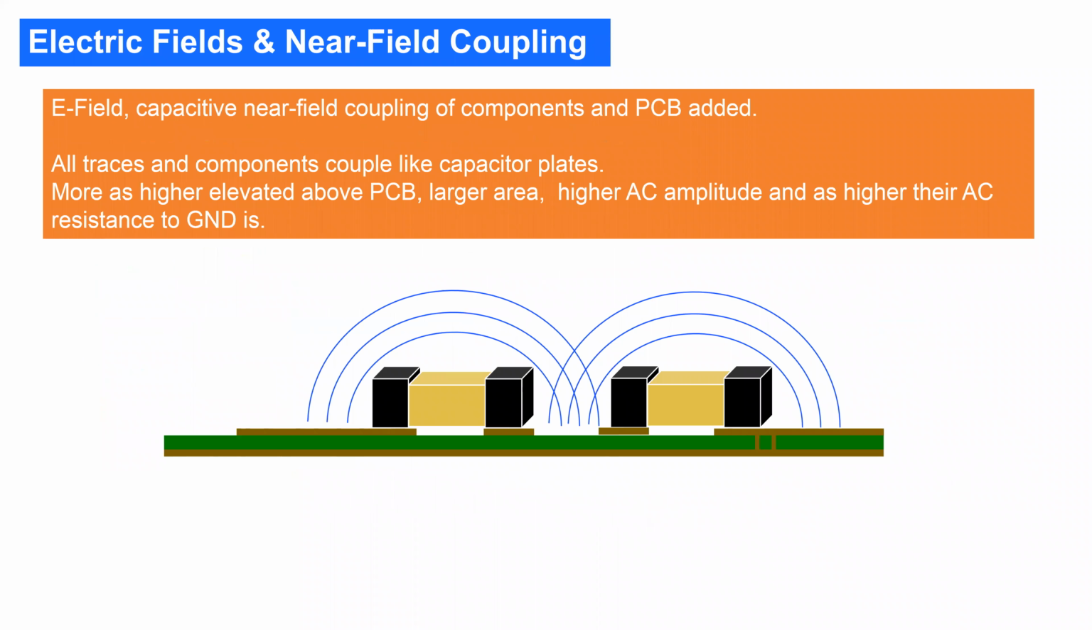If we talk about E-field or capacitive coupling or near-field coupling, we can assume that the components give capacitor plates which talk to each other, which form a capacitor, and over these coupling capacities or E fields, they will couple. And typically, the larger those components are, the higher they are above the PCB, and the closer they are, the higher the coupling capacity.